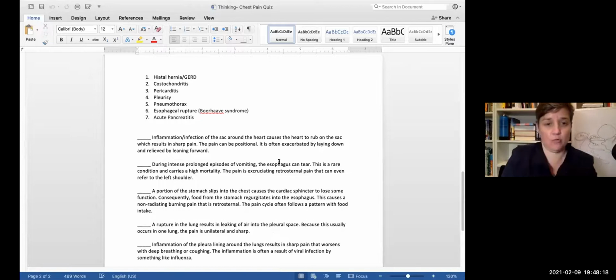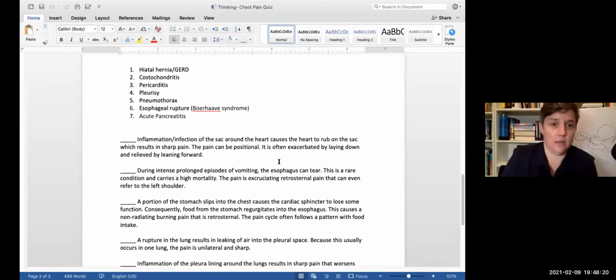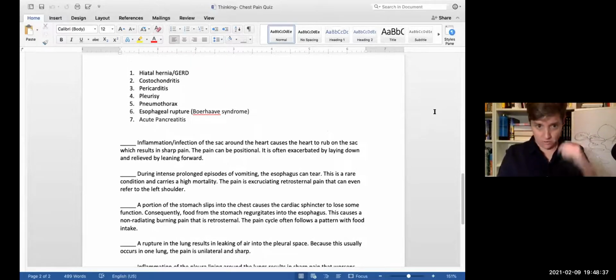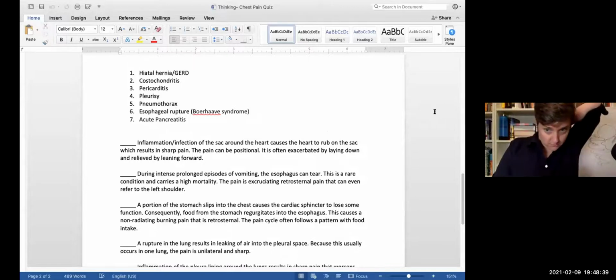Bueno, bueno. All right. Next one. Inflammation infection of the sac around the heart causes the heart to rub on the sac, which results in sharp pain. The pain can be positional. It's often exacerbated by lying down and relieved by leaning forward. This one is pericarditis. So inflammation, infection of the sac around the heart.